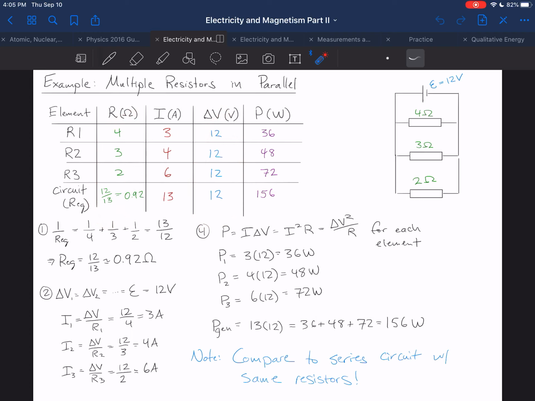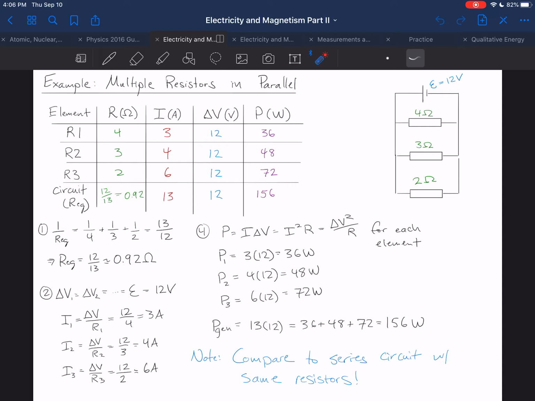So we know that delta V is equal to I times R, and therefore the current is equal to delta V divided by R. So 12 divided by 2 is 6, 12 divided by 3 is 4, and 12 divided by 4 is 3 amps. So that gives us this full part of the grid.